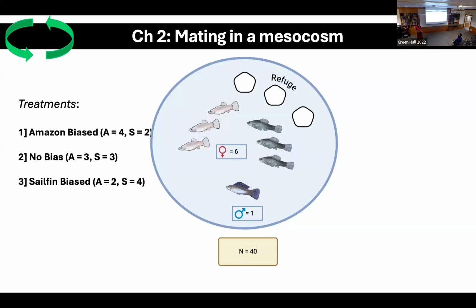So the question is, if you raise them only with Sailfins and then you put them in with Amazons, would they try to mate or not? Yeah, they will try to mate with the females. Because right now, when we are housing these fish, when they're fry, they're in their own parental species tanks. And then once they become sexually mature, we move them in with Amazons to fertilize those Amazons. So that generates successful offspring, but we're not giving them any other choice.